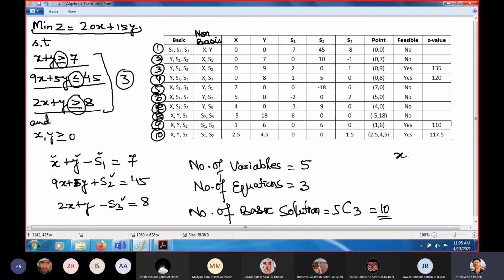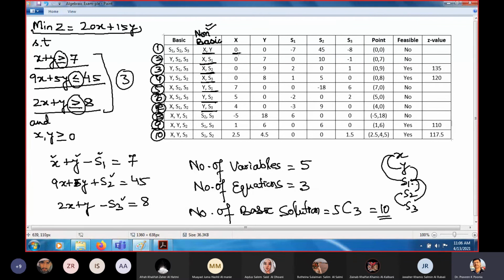So what do we have? X, Y, S1, S2, S3. First we'll take XY. Then XS1, XS2, XS3. This is how you need to proceed. Then move with Y: YS1, YS2, YS3. Clear? And then with S1: S1S2, S1S3, and S2S3. These are the 3 possibilities, so there are 10 possibilities in total. These are the non-basic variables.